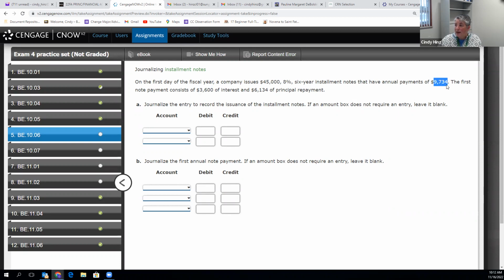The rest of that payment then goes to reduce the principal. And so next year when we make our second payment, the principal is lower, so the interest that we owe will be lower and the principal that we repay is higher.